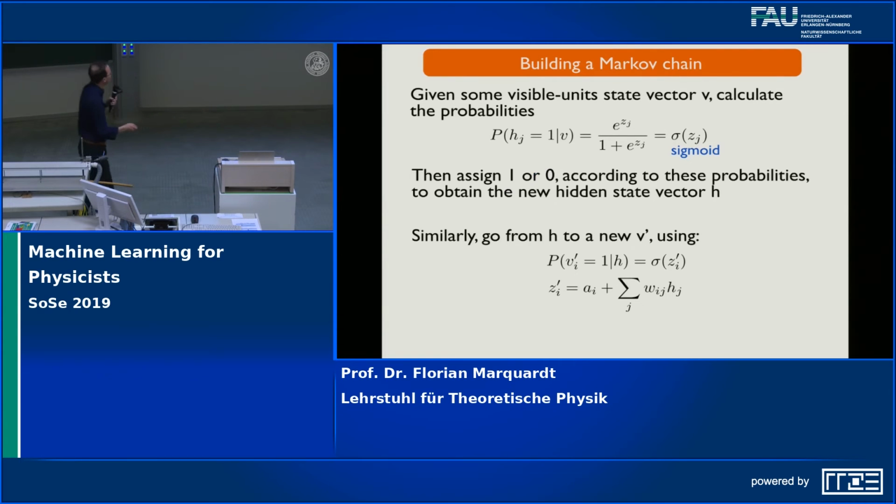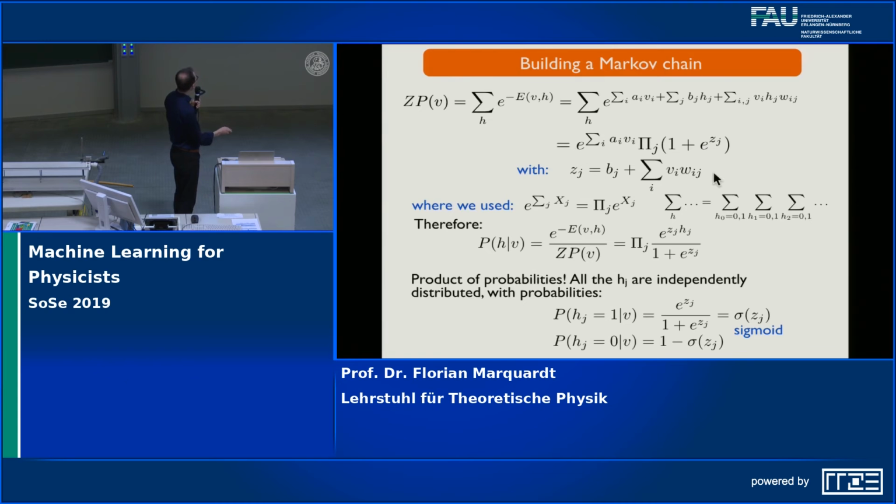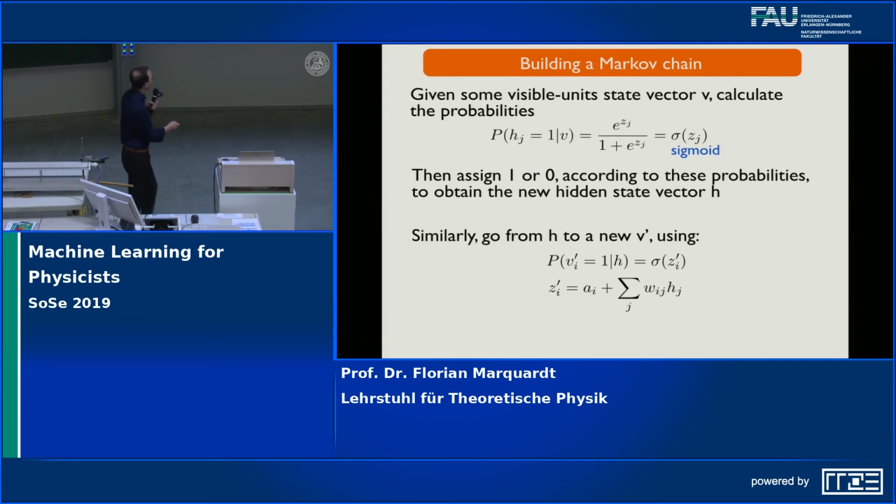So to summarize, give me some visible unit state vector V, calculate these Zj according to the rule that was written down here. The couplings will enter, the visible units will enter, the magnetic fields will enter. And then just calculate this simple sigmoid function, and that will tell you the probability with which hj should be set equal to 1. And then you just assign 1 or 0 based on this probability. And then you get a new configuration, a hidden configuration. It may be a string like 1, 0, 1, 1, 0, 1, calculated according to these probabilities. You throw dice at this point. Okay, and that's it. That's basically the whole concept.